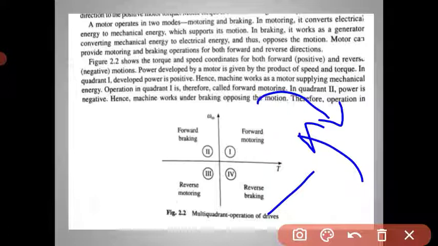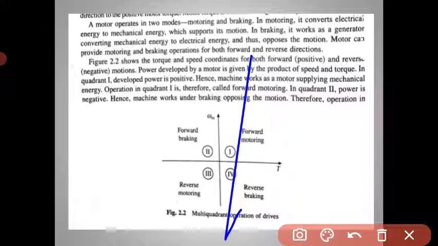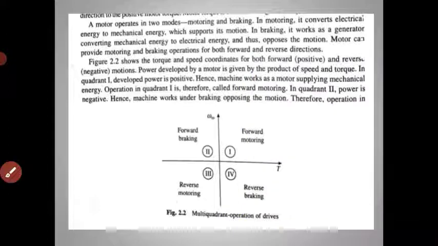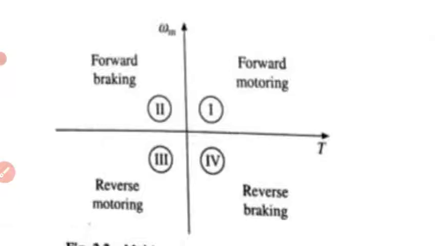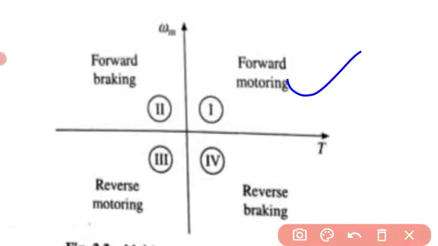Here, if you look at this quadrant diagram: forward motoring is the first quadrant, and reverse motoring is the third quadrant. Similarly, forward braking is the second quadrant operation, and reverse braking is obtained in the fourth quadrant.